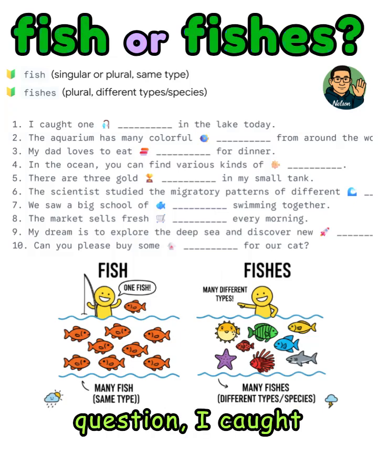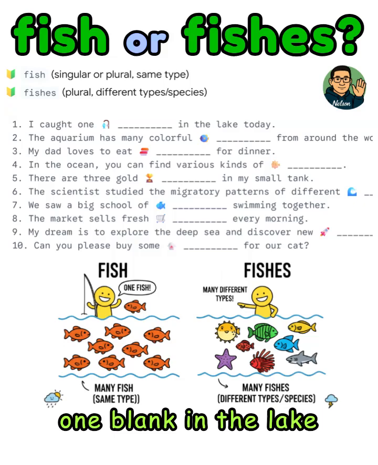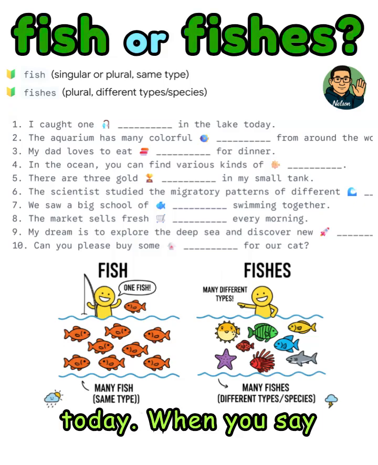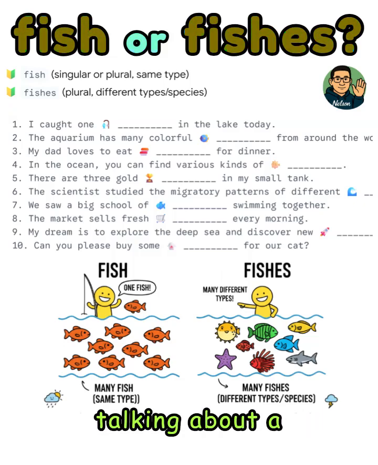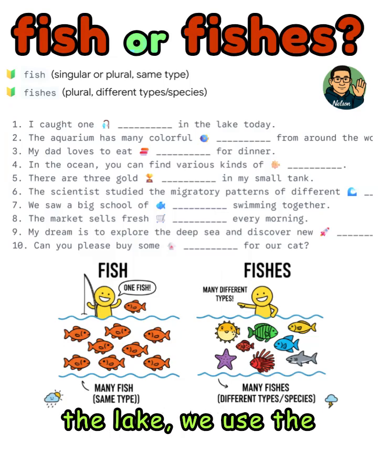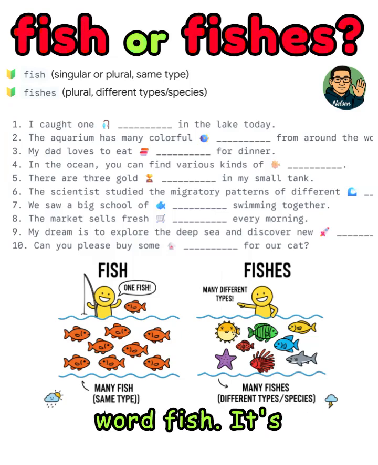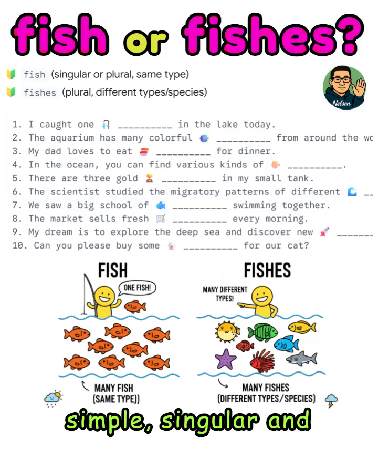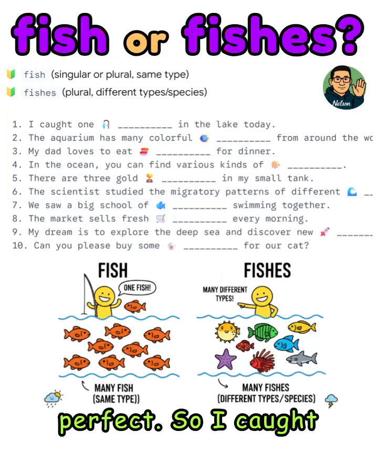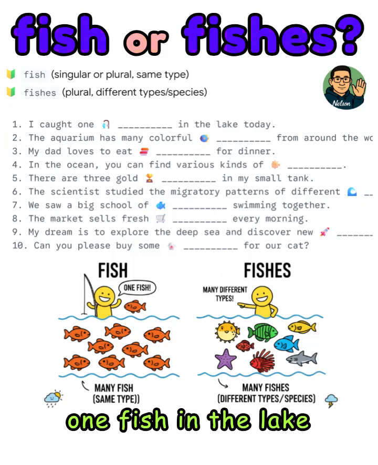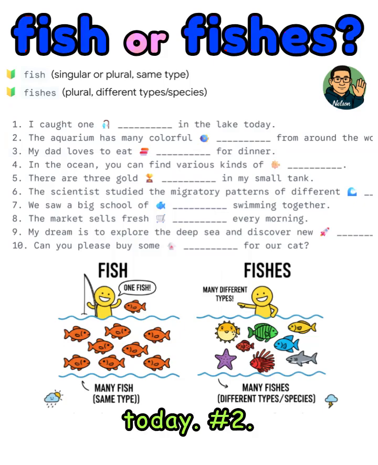For our first question, I caught one blank in the lake today. When you say one and you're talking about a single creature from the lake, we use the word fish. It's simple, singular, and perfect. So I caught one fish in the lake today.